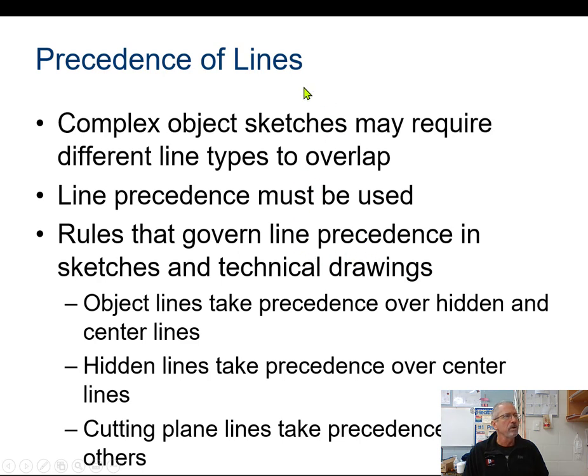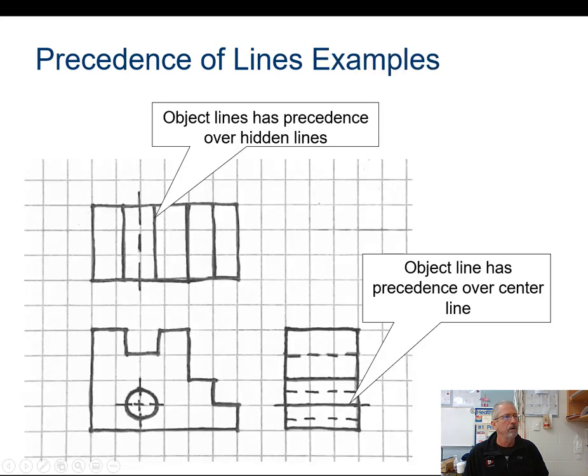And there is a certain hierarchy that goes into things. Object lines take precedence over hidden lines and center lines. Hidden lines take precedence over center lines, and a cutting plane line takes precedence over all others.